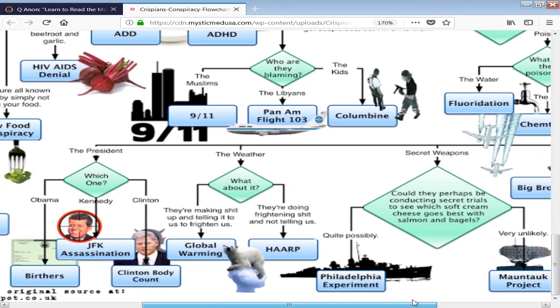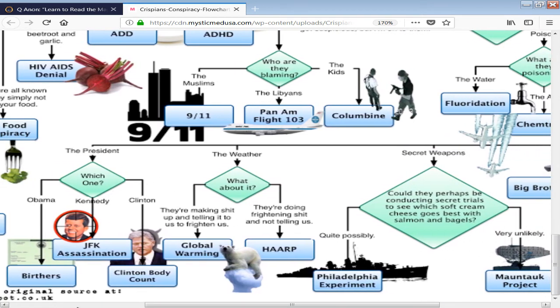So let's try. What are they messing with? The president. Which one? Obama, birthers. We don't know where he was actually born yet, or what country of origin he was born from. Kennedy, JFK assassination, came out with too much truth, wanted to expose secret societies. Clinton, the Clinton body count. Oh, it's very, very high. So I think they're doing that.